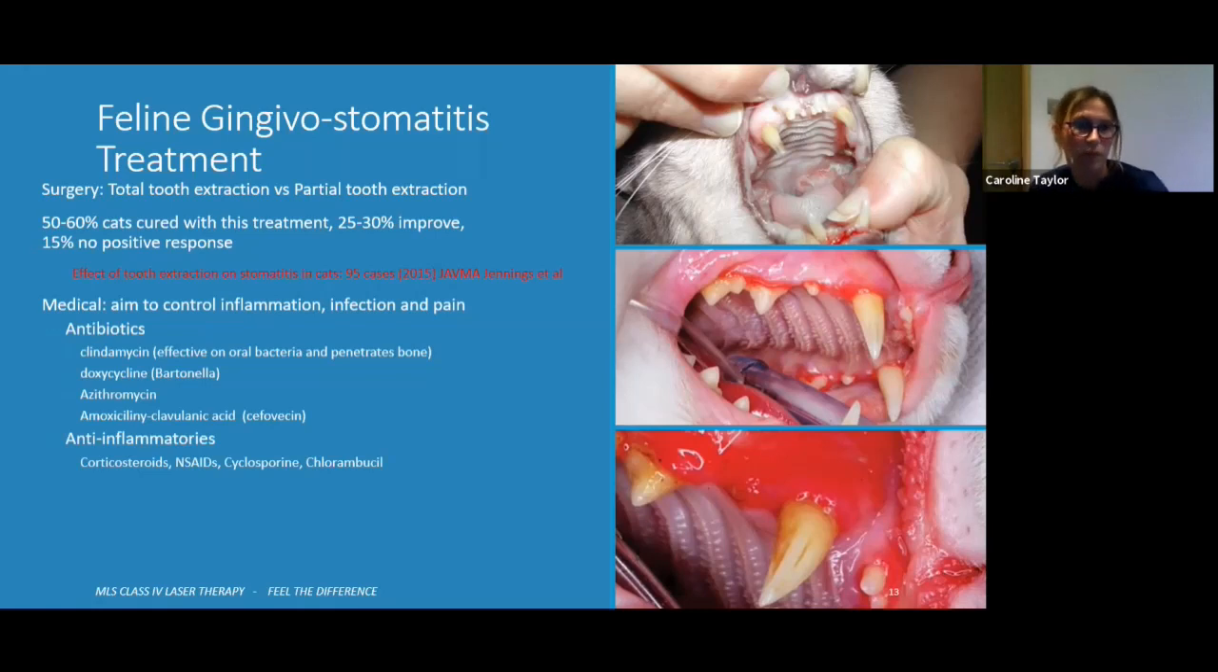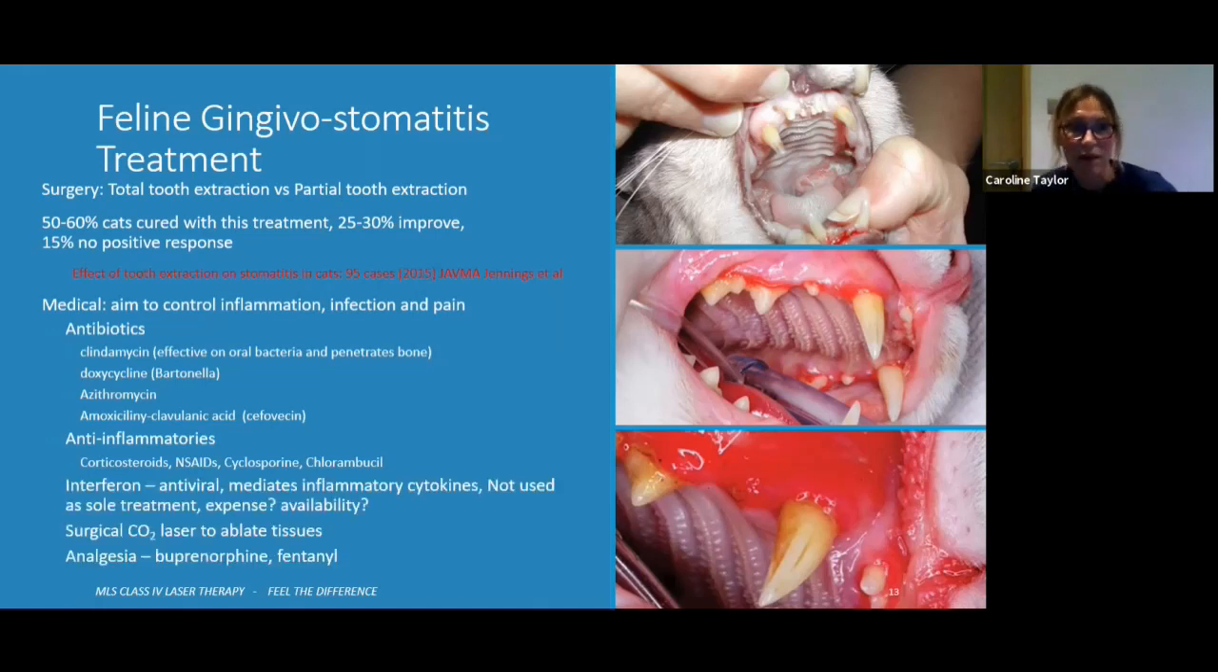We'll use what's sometimes called steroids. Sometimes I've found non-steroidals long-term to be very helpful, and haven't had to use cyclosporin or chlorambucil. That's certainly something that sometimes needs to be considered.